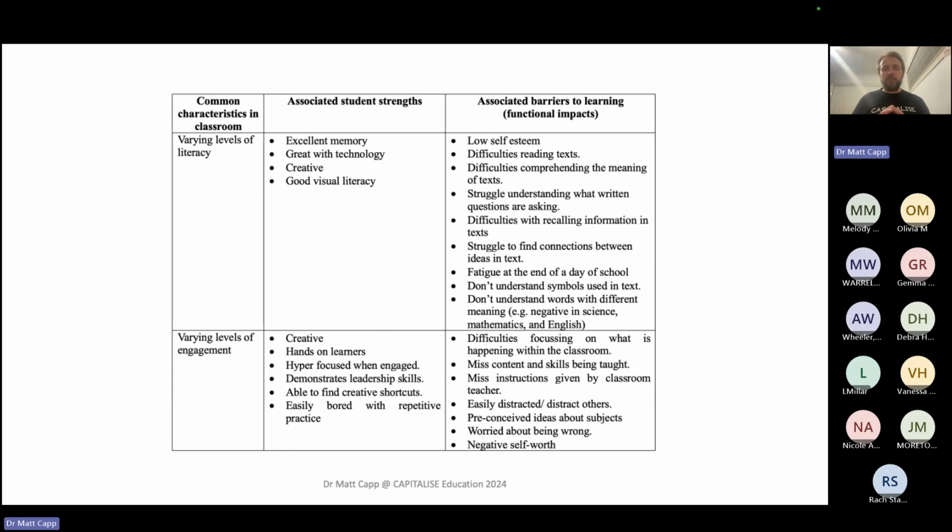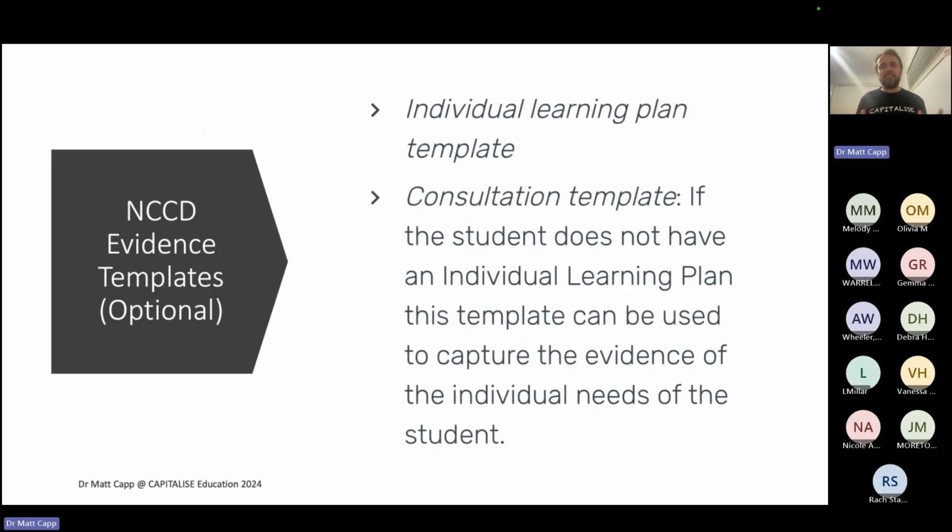I'm very passionate about helping improve student outcomes, but also reducing teacher workload. I think over time, teachers have been required to do more and more. And I think individual learning plans or personalized learning plans are a part of that. So let's have a look at what the nationally consistent collection of data says. Have a look at that second dot point. It says that a student might not have an individual learning plan.